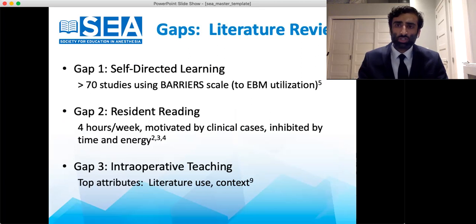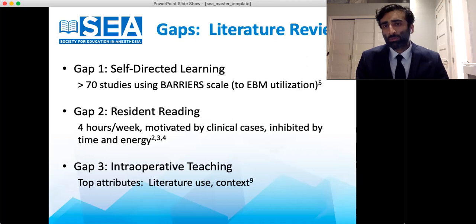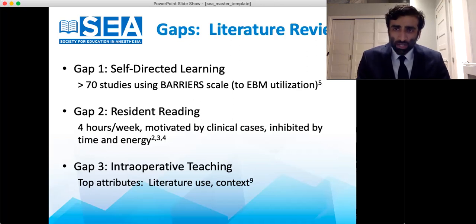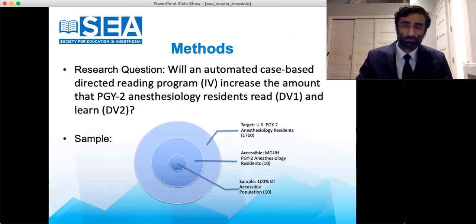With this information, we dove into the literature to identify 3 gaps we wanted to address. The first is that we assume residents are doing this case-based reading in a self-directed way, but the literature is clear that several barriers to this exist. The second is resident reading in general. Residents report reading 4 hours per week, but all feel that they should be reading more. And the third is inadequate support and appreciation for intraoperative teaching as a skill. The top attributes of intraoperative teachers are literature use and context, teaching relevant to the case. We want to support those attributes.